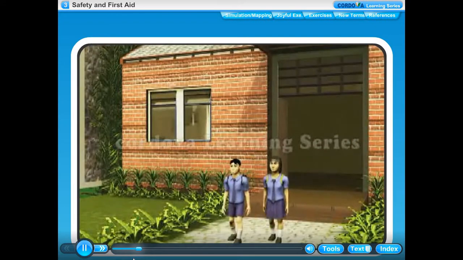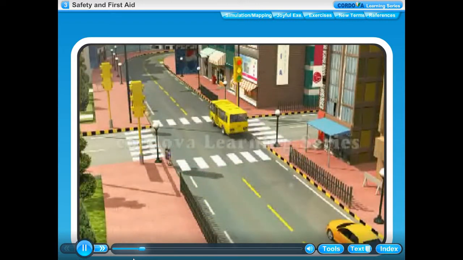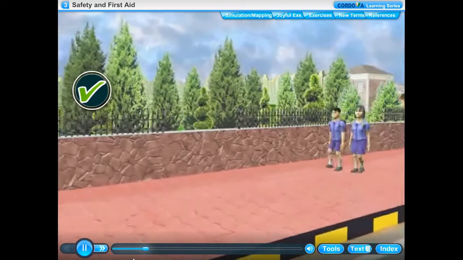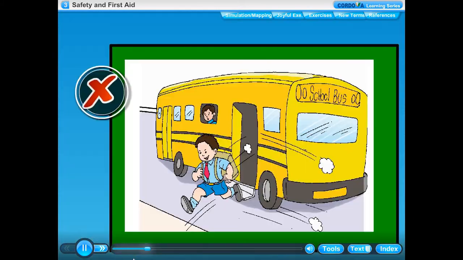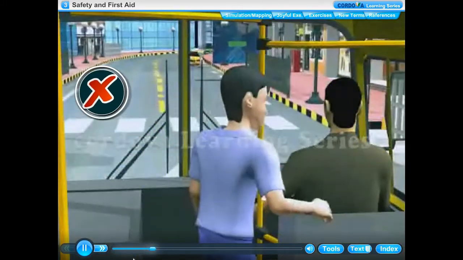Do you remember them? Observe the pictures given and remember these safety rules. Use zebra crossing on the road. Always walk on the footpath. Do not get in or out of a moving bus. Do not lean out of the bus. Do not disturb the bus driver.